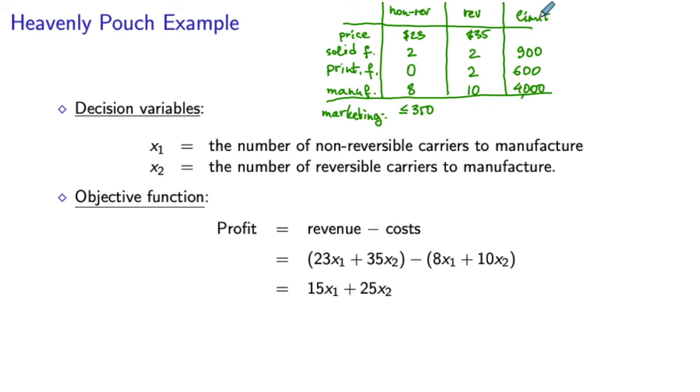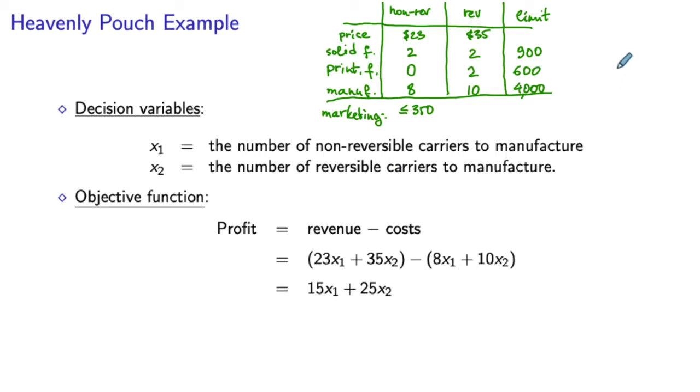But what we can control in this situation is how many units of each type of carriers we will produce. So we have non-reversible carriers, we have reversible carriers, and our plan consists of determining how many units of each we need to produce. Therefore, it is natural to define our decision variables as x1, the number of non-reversible carriers to manufacture, and then x2, the number of reversible carriers to manufacture.